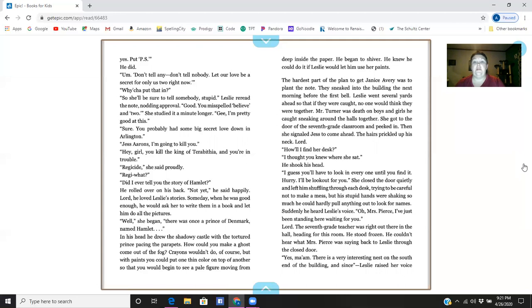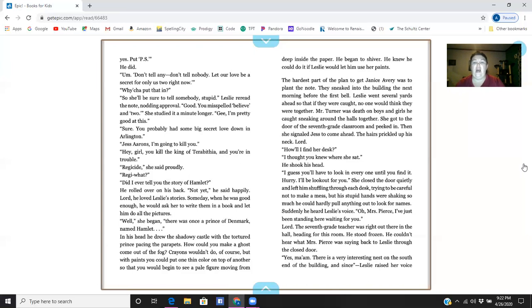The hardest part of the plan to get Janice Avery was to plant the note. They sneaked into the building the next morning before the first bell. Leslie went several yards ahead so that if they were caught, no one would think they were together. Mr. Turner was death on boys and girls he caught sneaking around the halls together. She got to the door of the 7th grade classroom and peeked in. Then she signaled Jess to come ahead. The hairs prickled up on his neck.